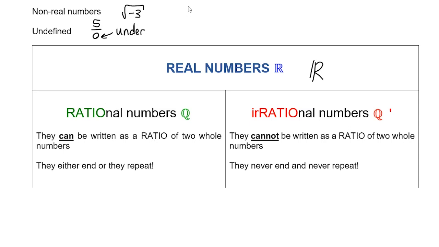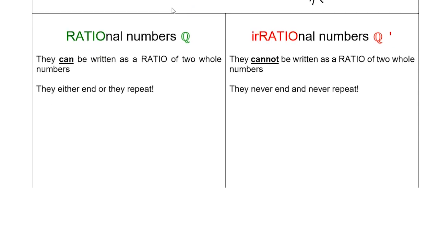Now let's talk about two types of real numbers, and they both are real numbers. Rational numbers either end or they repeat, and they can always be written as a ratio of two whole numbers. That's where their name comes from. So for example, a number like 2,5, we can write that as 25/10. It's a ratio of two whole numbers. Notice it either ends or it repeats. A number like 7, we can write that as a ratio of two whole numbers, 7/1, or 14/2.